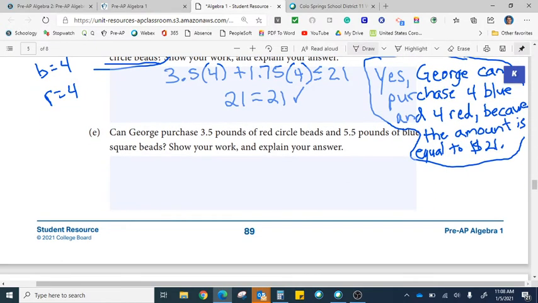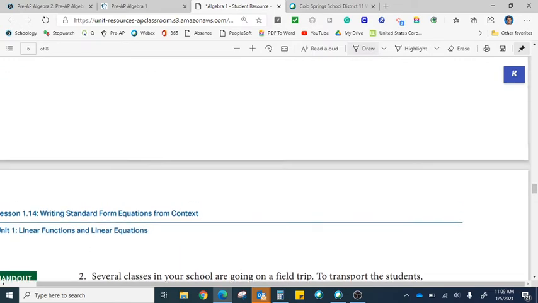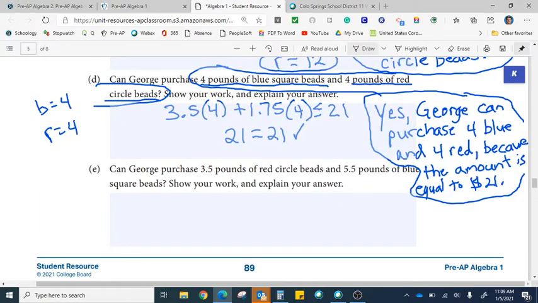On to E, and then I'll let you guys do number 2. So here's our last one. It said 3.5 and 3.5, or not 3.5 and 3, and 3.5, 3.5 and 5.5. All right. So R.